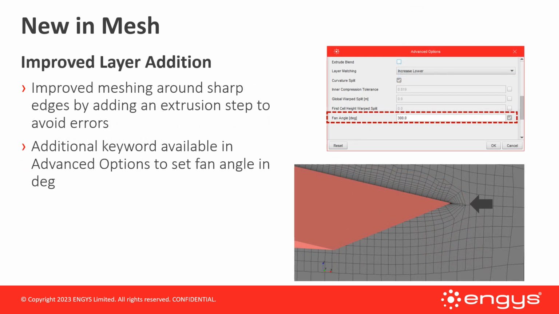Generating high-quality meshes around sharp edges can be quite challenging. However, with the introduction of an extrusion step in the improved layer addition process, we have successfully addressed this issue, resulting in more accurate and error-free mesh generation around sharp edges. To provide even more control, we have added an additional keyword in the advanced options, allowing you to set the fan angle in degrees. This new option enables you to customize the mesh generation process further and achieve the desired level of precision for your specific simulations.